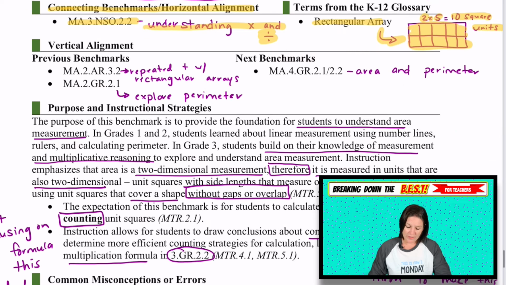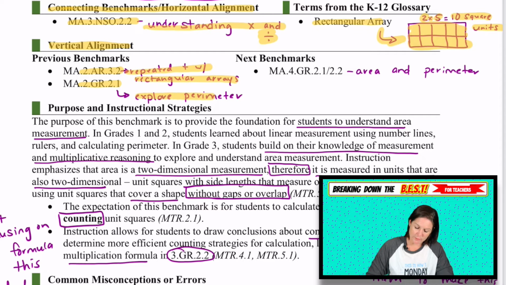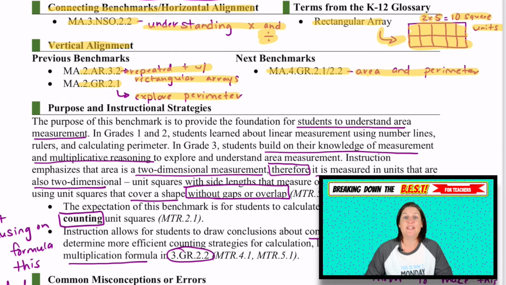Where are they coming from in second grade, with their vertical alignments? Well, 2.AR.3.2, students use repeated addition with rectangular arrays. So they do have some experience with using repeated addition with arrays that they should be able to implement this year. Also in second grade, they explored perimeter, so that should not be a new concept. In fourth grade, there are some area and perimeter standards that are a little bit more complex than the 3rd grade standards. So this is a great foundation for moving into 4th grade because it does get a little more complicated there. Okay, what else?